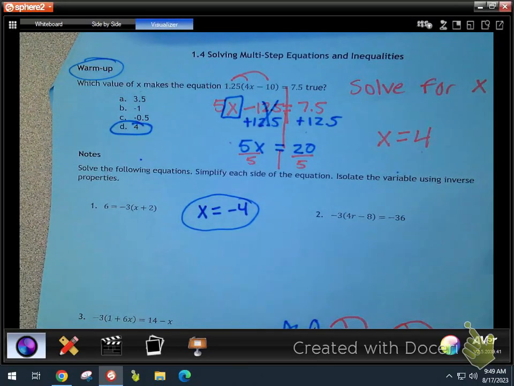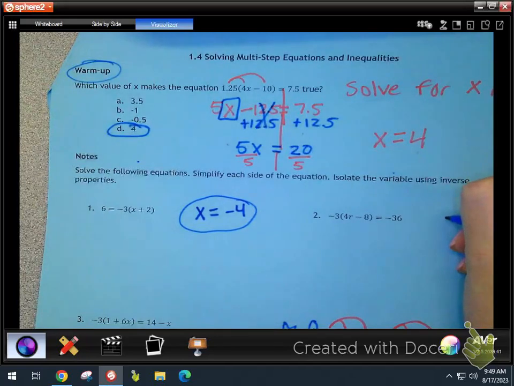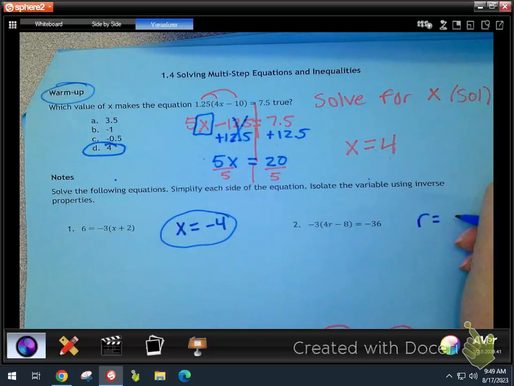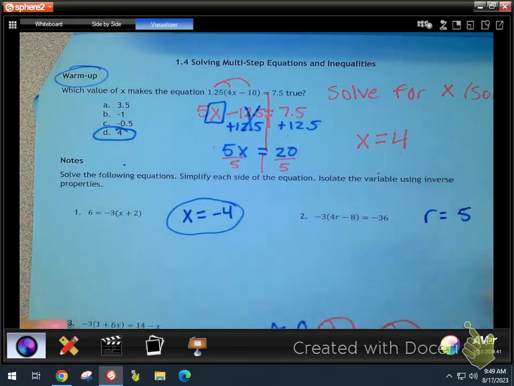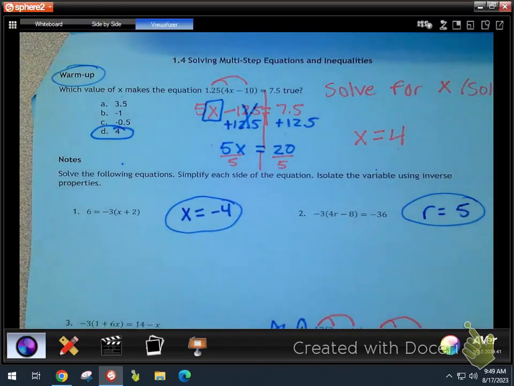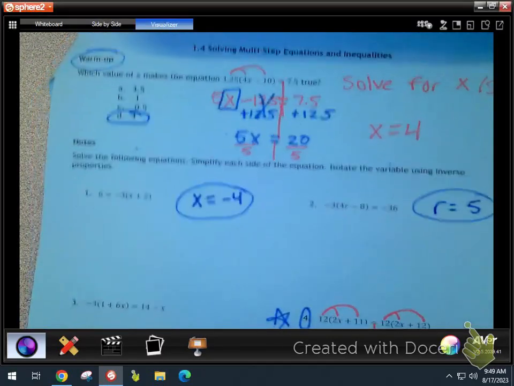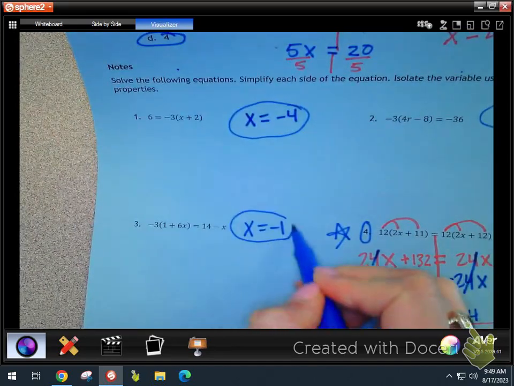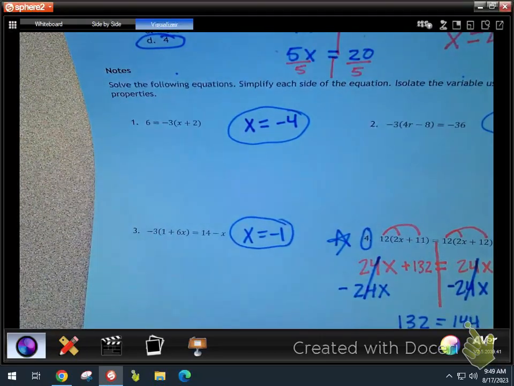Number 2, anybody get that? R equals 5. Is it okay if y'all don't like working with an R? Can you switch it to an X? Sure. Okay. R equals 5 is your solution. And then number 3, X equals -1. Very good. Again, I will put all the steps on Canvas for you.